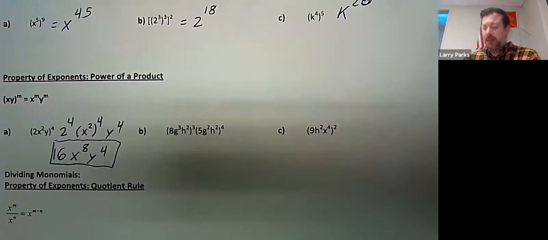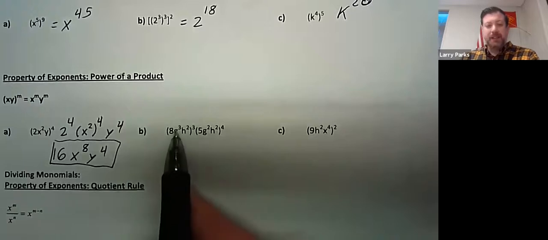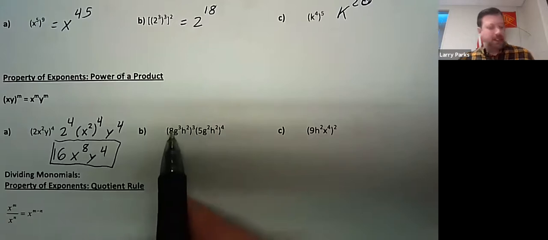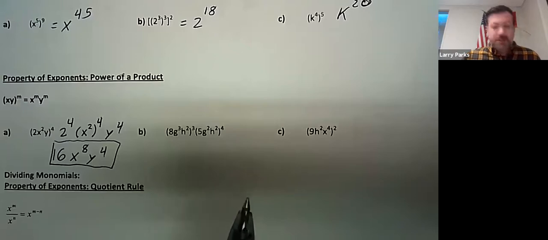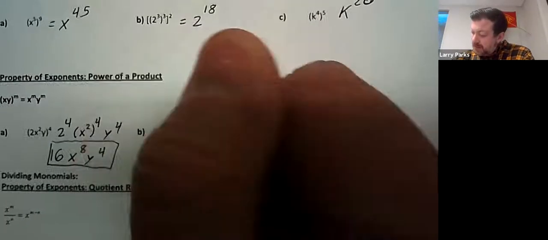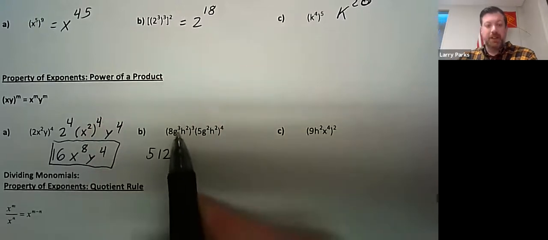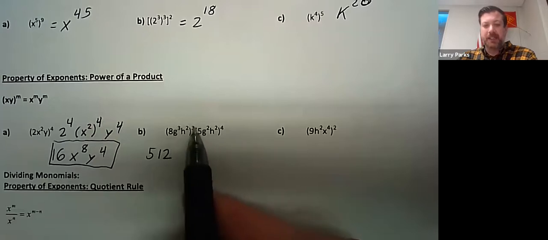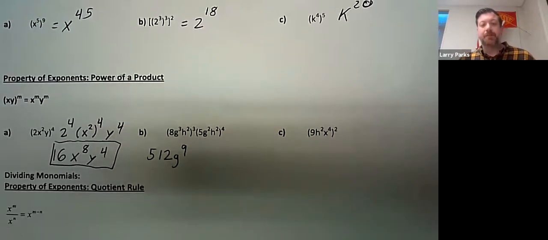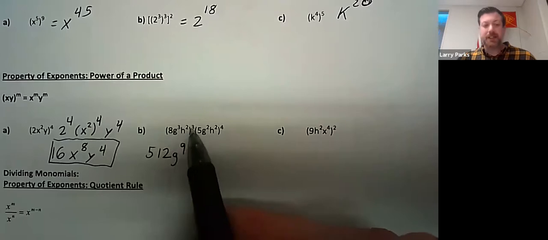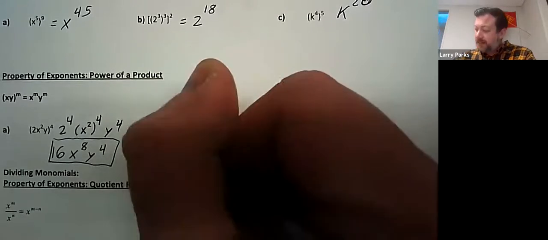I don't know if we'll go through every single one of these problems. I just want to review with you guys. Here, we're going to raise 8 to the third, g to the third to the third, h squared to the third. 8 to the third, 8 times 8 times 8, that is 512. And then g to the third to the third, remember, you multiply power to power. So 3 times 3 is 9. That'd be g to the ninth. And then h squared to the third, you multiply. That'd be h to the sixth.